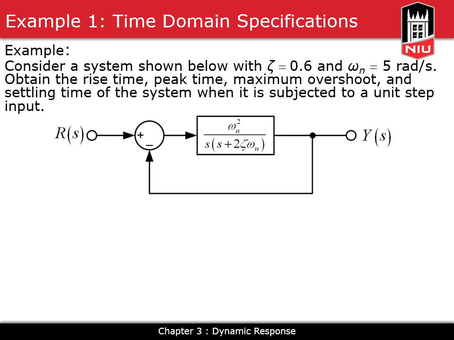Here's an example. This is a system given to us in the form of a block diagram. The block diagram has one block in the forward path. Its transfer function is given inside the block, and there is a feedback path, which is a negative unity feedback. The first step to solve any type of problem that has a block diagram like this would be to find the closed loop transfer function. That is the transfer function from the input R to the output Y. Basically, we're looking for Y over R.